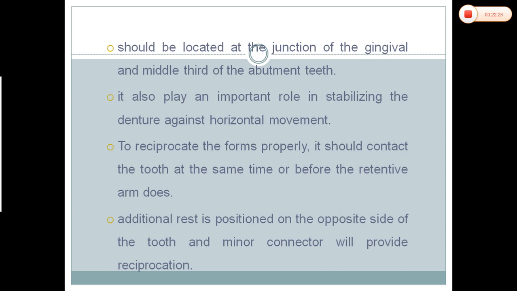So as we discussed, before the retentive arm contacts the height of contour and generates forces, the reciprocal arm should hold or stabilize the tooth on the opposite side. If not, the damaging forces will cause movement of the abutment teeth. So an additional rest is positioned on the opposite side of the tooth, and sometimes the minor connector will provide reciprocation.